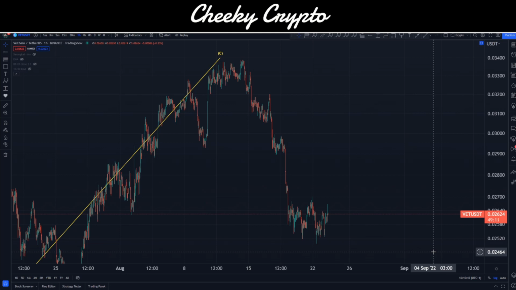Vechain paired up with USDT on the hourly chart. Binance is our data source. So if you want to replicate that, those are the settings you're going to require.